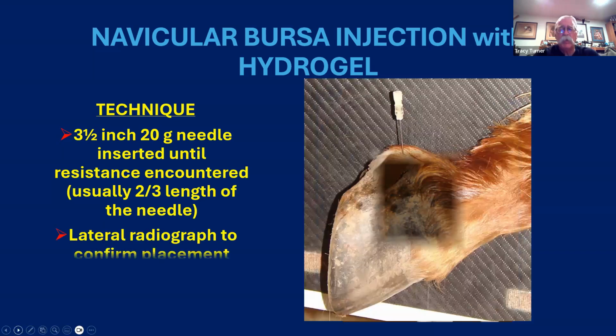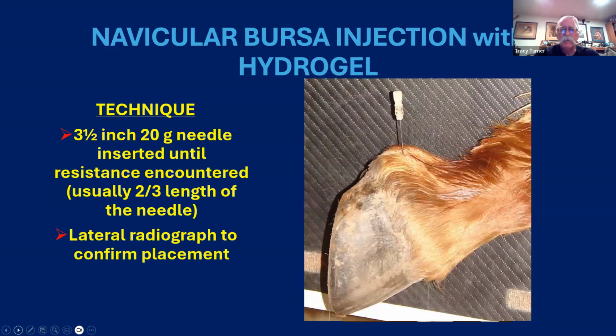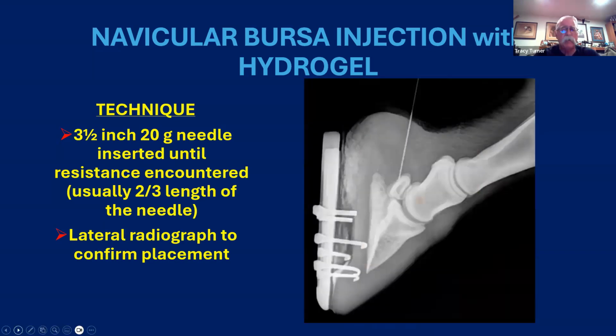Once I've got the needle placed, and there it is, I'll take a lateral radiograph to confirm the placement and see where it's at. And what I want is right here, just like this. I want that needle exactly in the middle of the bone, or any place along the flexor surface is fine. But this part right here, this is the sweet spot. There's no doubt that you're going to be in the bursa when you make your injection.